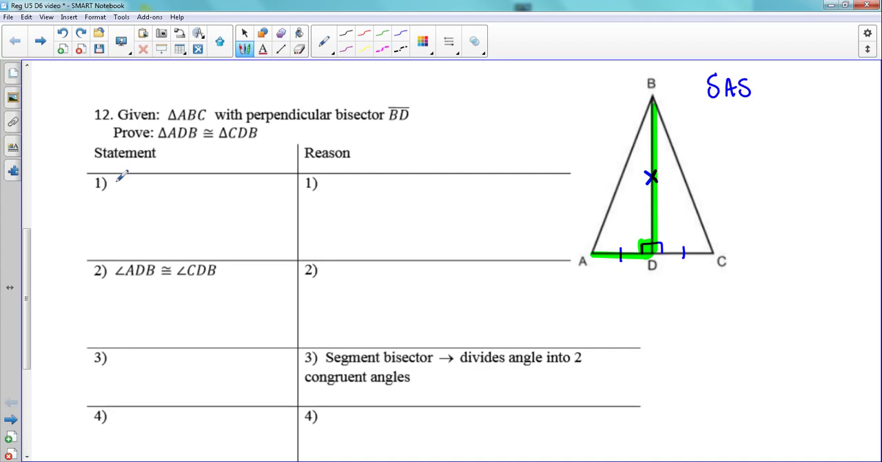So we start with our given information, triangle ABC with perpendicular bisector BD, and that is given. So I always want to set up my problem with what I know. Now from that, in statement 2, we've said angle ADB, this angle here, and angle CDB, this angle right here, are congruent. Well, how did we know that? Well, let's look back to our given information. Is it that BD is perpendicular or a bisector that tells us that?